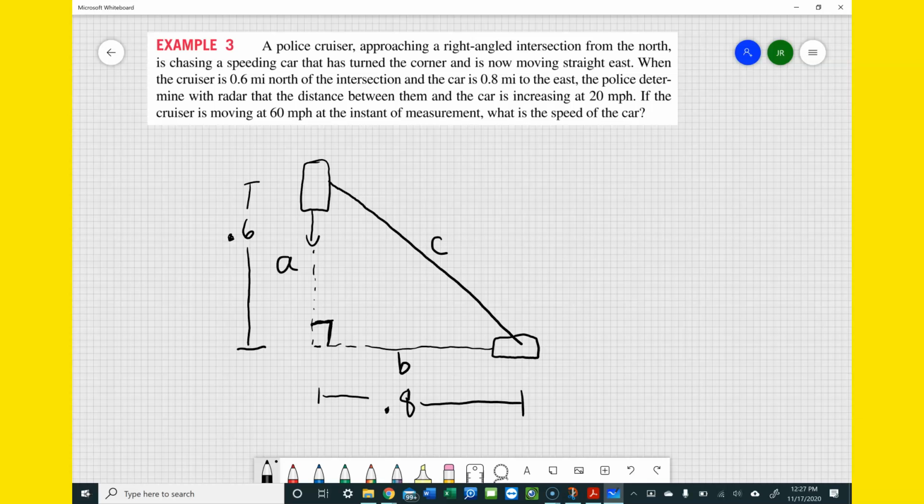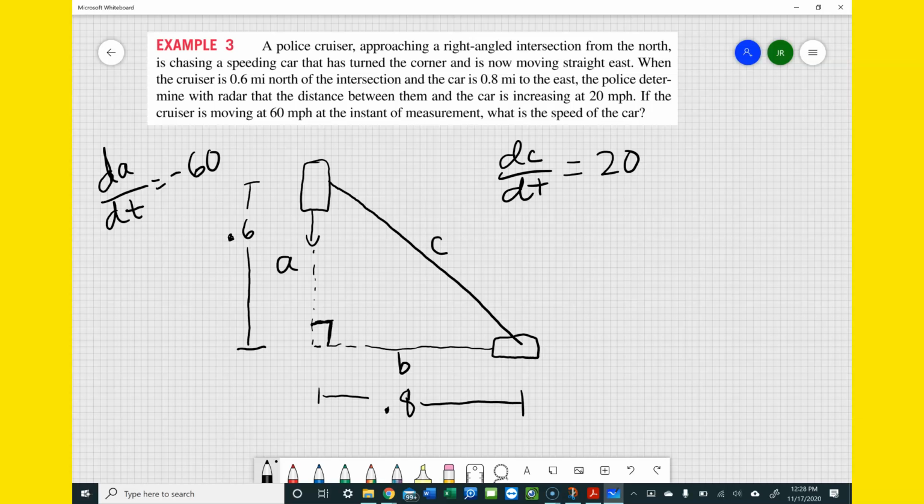So what did it just give me? It says the distance between them is increasing at 20 miles per hour. So that's dC dt, which is 20. If the cruiser is moving at 60 miles per hour, what did that just give me? dA dt is 60. Actually, it's negative 60, because A is shrinking. The cruiser is moving at 60 miles per hour, so A is getting smaller. So the rate at which A is changing is negative 60 miles per hour.